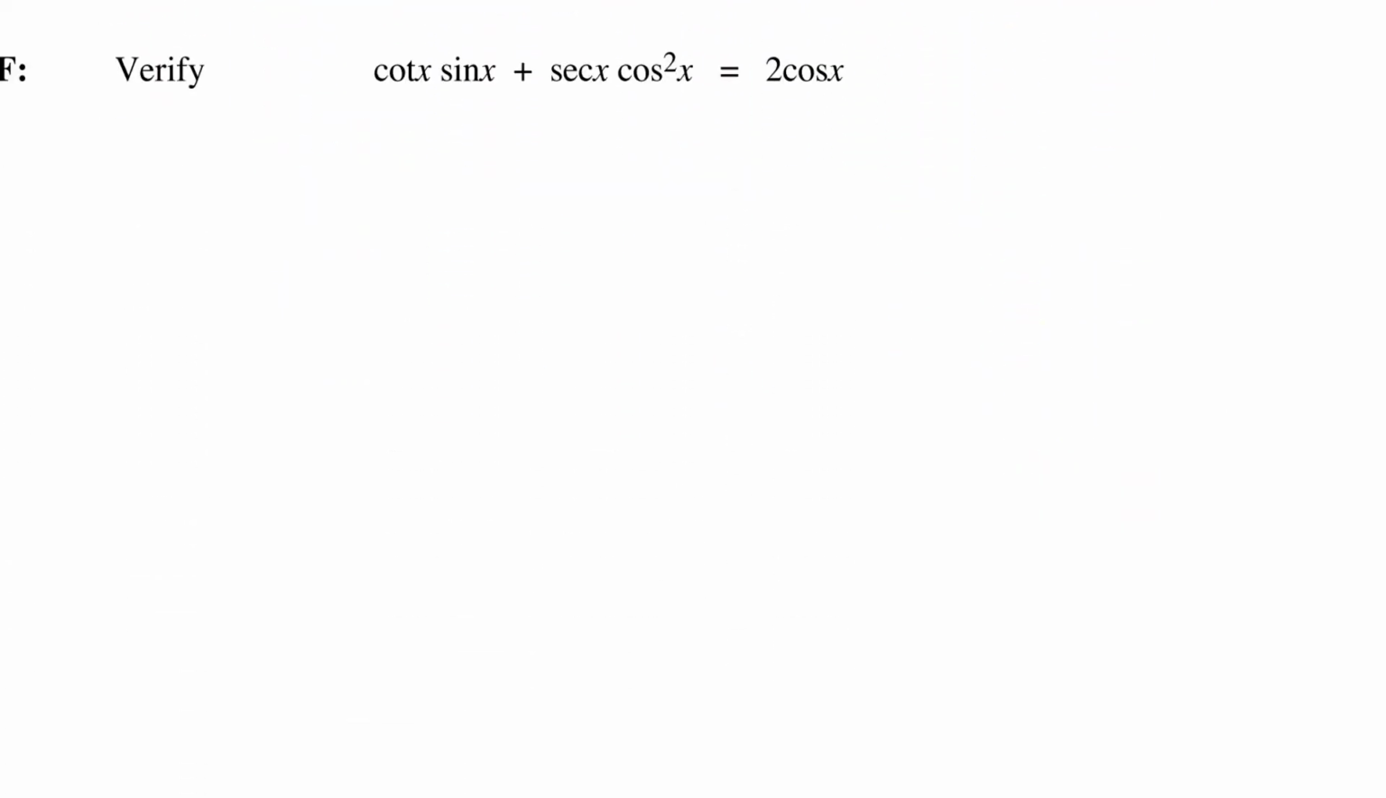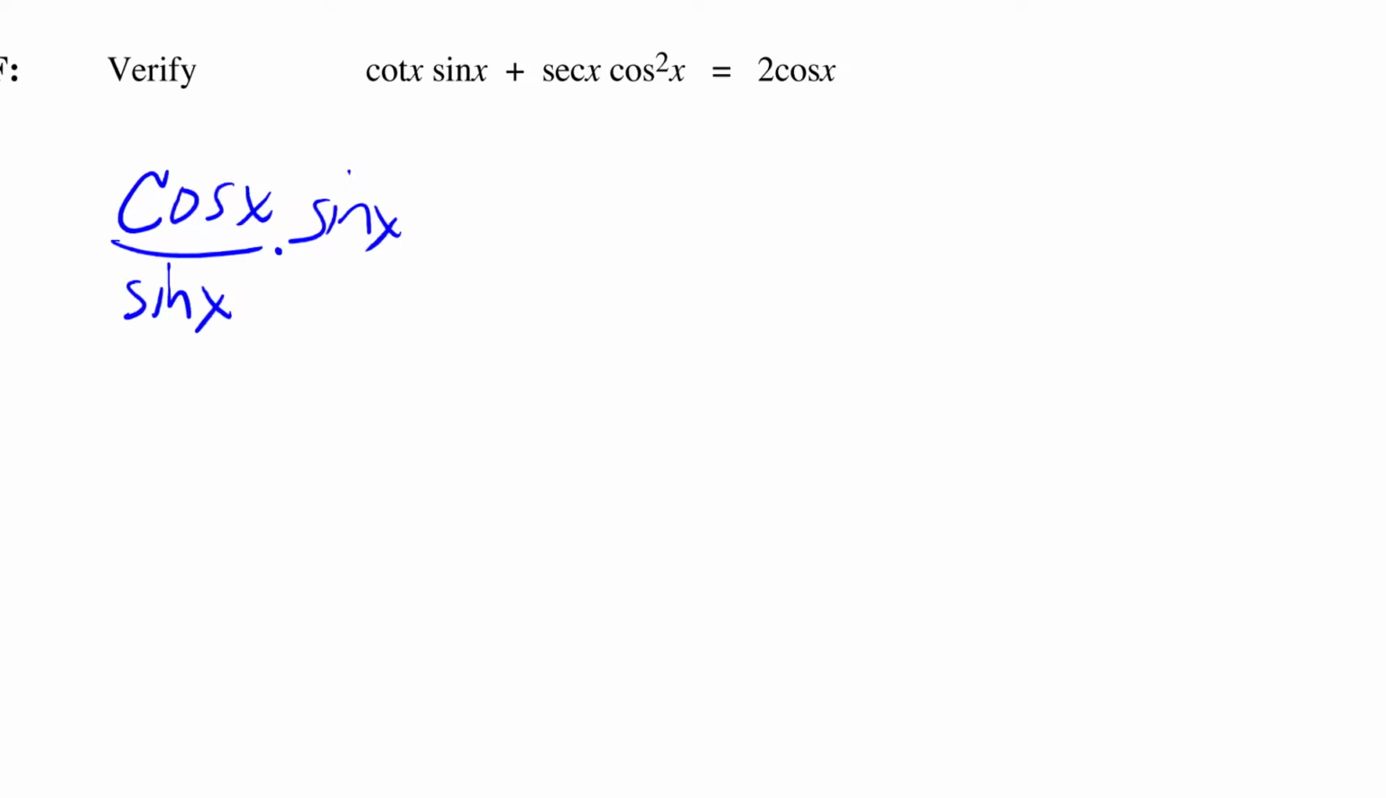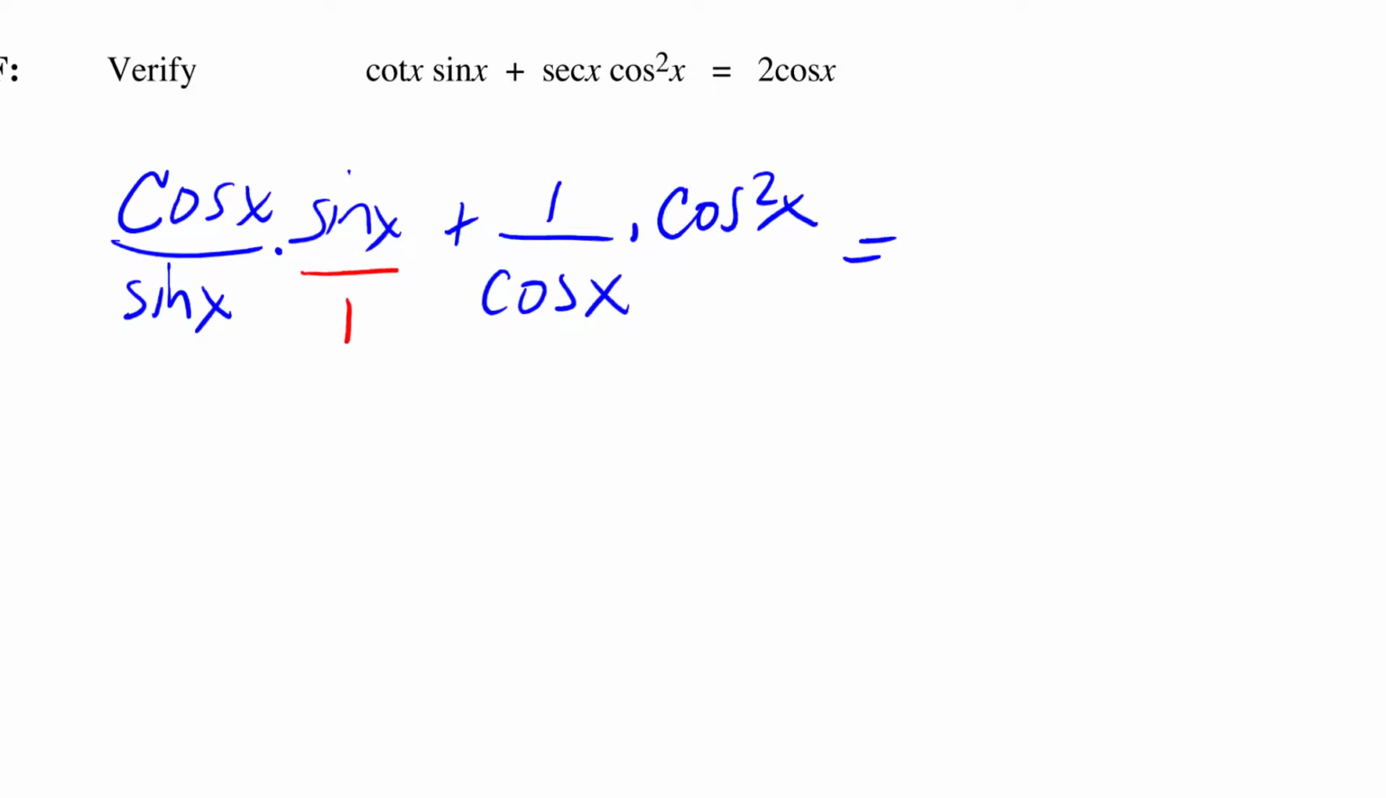All right, next. Verify cotangent x times sine x plus secant x times cosine squared x. Well, let's just go ahead and get started. Cotangent is cosine over sine times sine x over 1, plus 1 over cosine x times cosine squared x also over 1. Why did I forget to do that? Oh, there they are. Over 1, over 1.